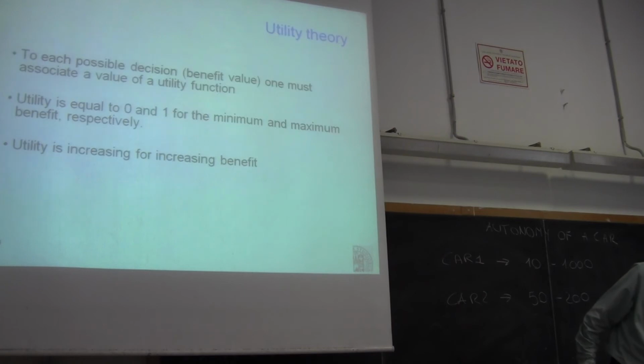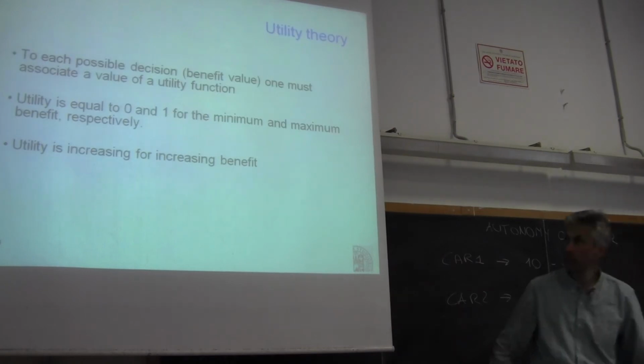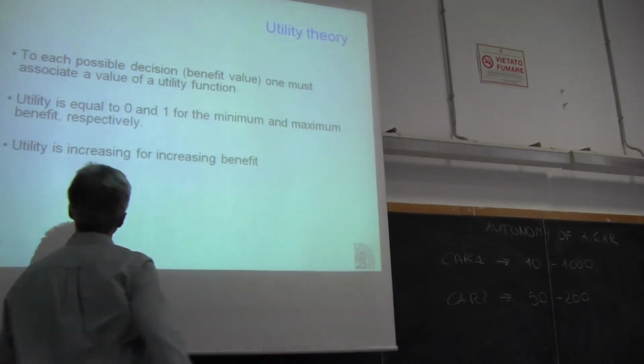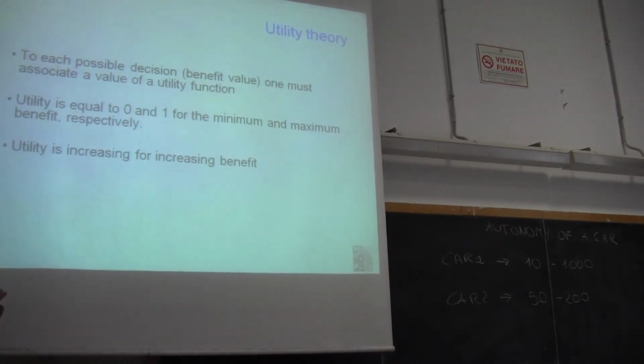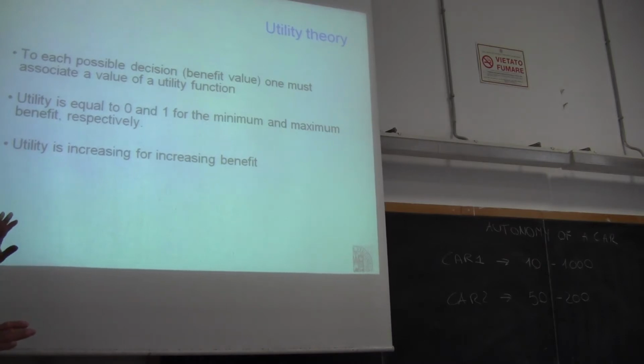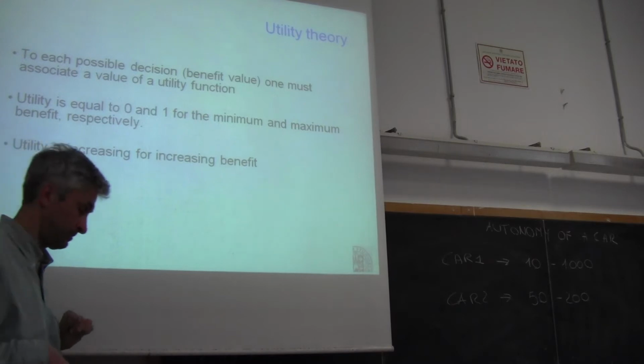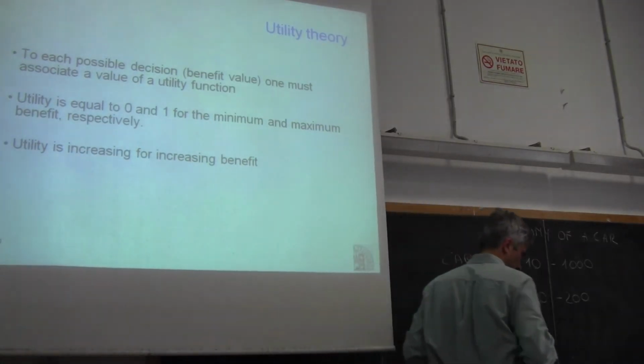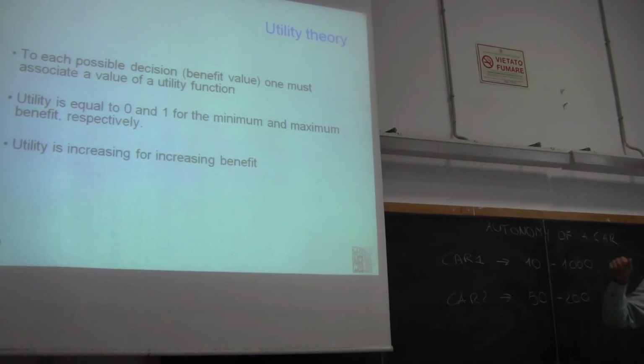Okay, so let's see how this can be done. And these are the three axioms. Utility is equal to 0 and 1 for the minimum and maximum benefit respectively. These are now formulated in the context of utility of a benefit, and therefore you see them formulated in a slightly different way, and utility is increasing for increasing benefit. Or let me say, here should be corrected, not decreasing for increasing benefit. I will correct it. Now they are online in the present form, but I will correct it.